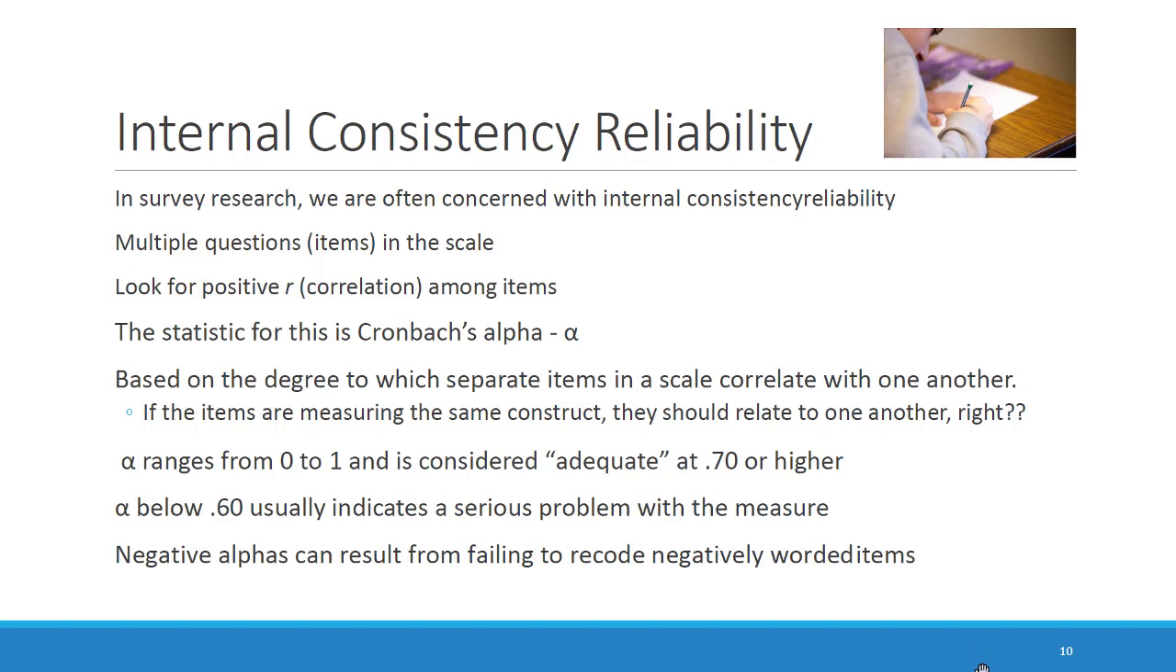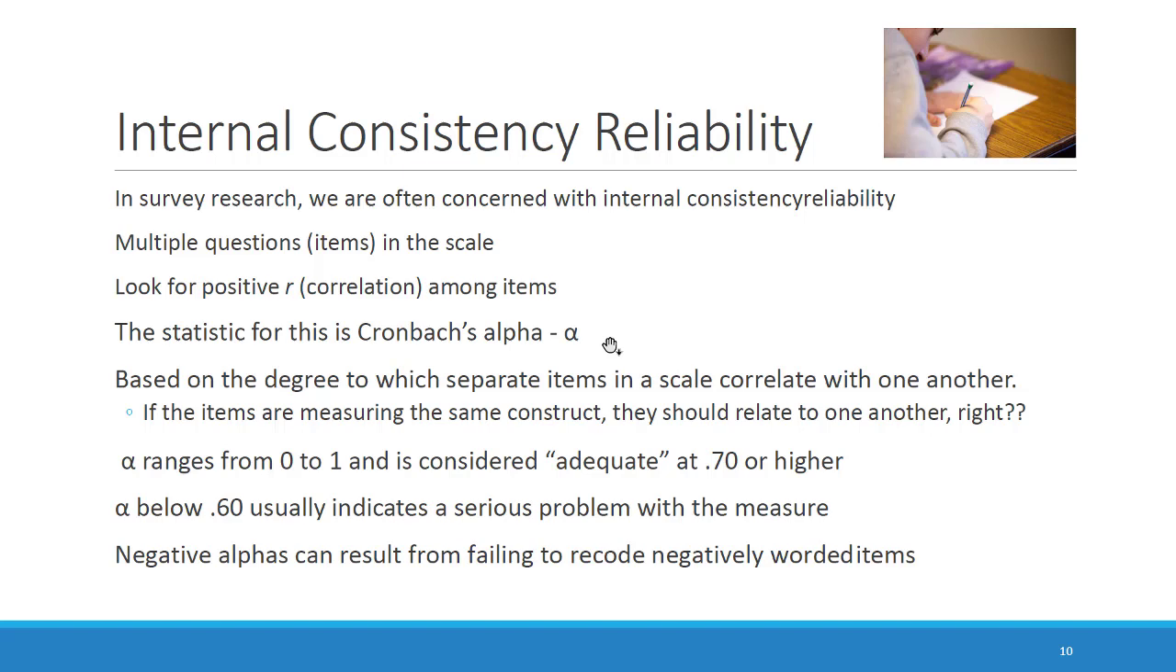In survey research, we are most often concerned with something called internal consistency reliability. This has to do with assessing the degree to which multiple questions or items in a scale correlate with one another. The statistic that we use to determine internal consistency reliability is called Cronbach's alpha. You can also see the symbol here. It looks like a little fish. It's an alpha, a Greek lowercase a. And this is based on the degree to which different items in a scale correlate with one another.